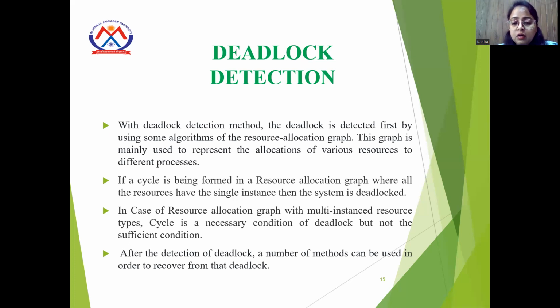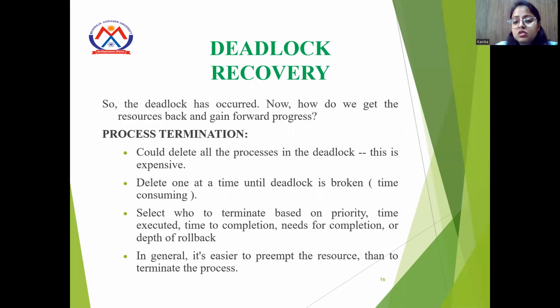After the detection of deadlock, a number of methods can be used in order to recover from the deadlock. Means if our system is already in a deadlock situation, already detected with a deadlock, then we have to do something to recover our processes from the deadlock. How can we recover from the deadlock situation? We will recover with the deadlock recovery methods.